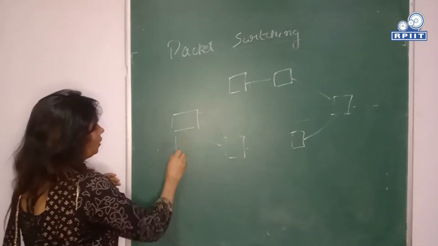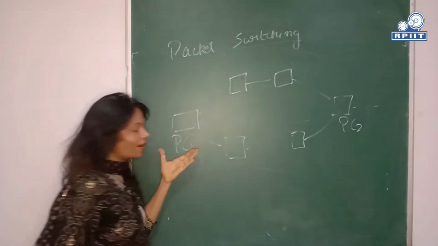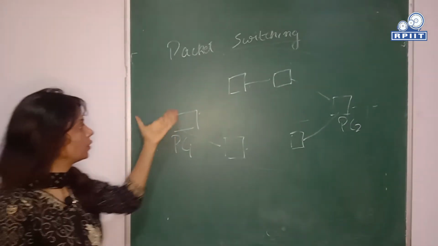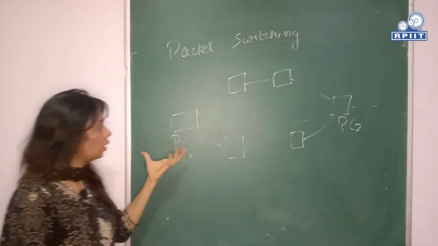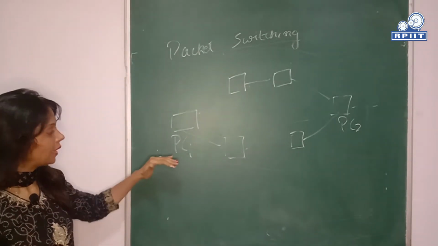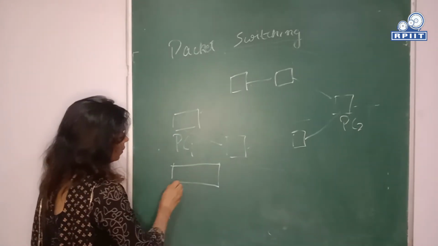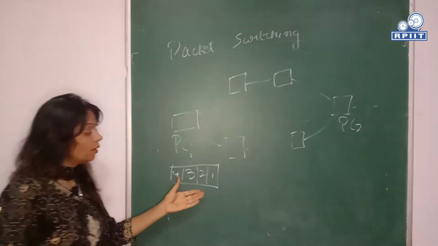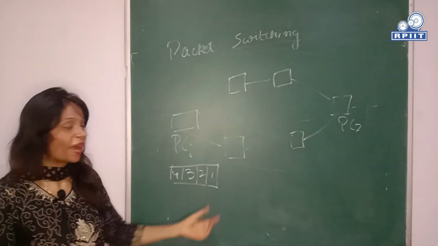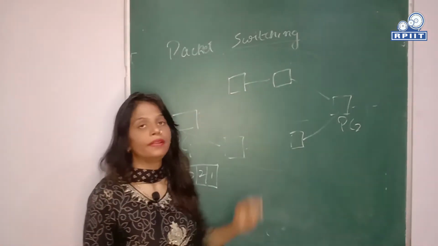Like this, PC1 wants to communicate with PC2, and the data is very big. So what we usually do is that the message is transmitted in the form of fixed or variable length bits, that is called packets. Okay, and these packets are considered independently while transmitting over the network.